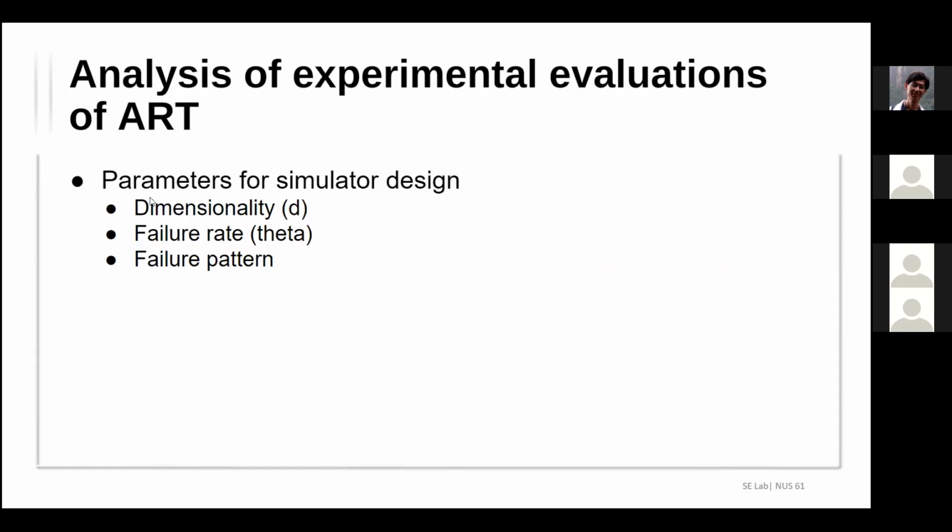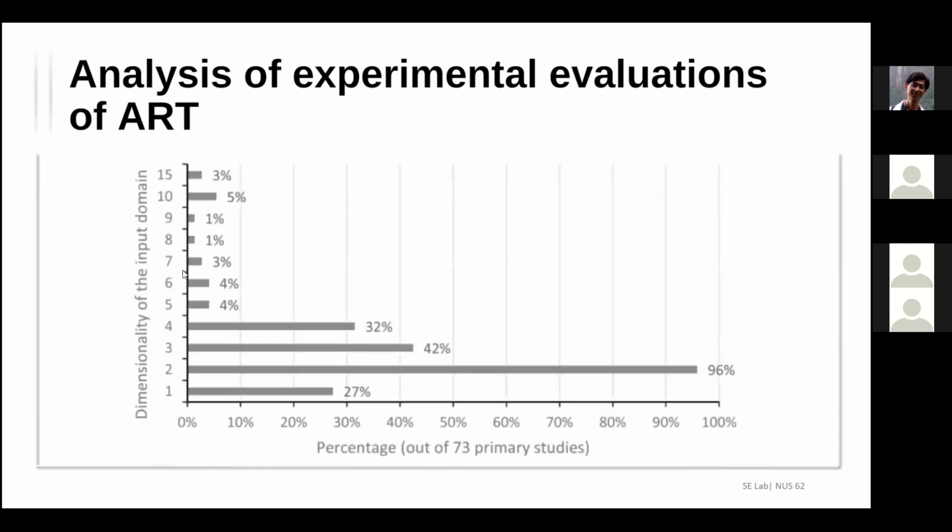So we look at three parameters for simulator design: the number of dimensions, the failure rate, and the failure pattern. These are the values taken from the study. This is a review of all the 73 primary studies, and what kinds of parameters they use for the simulations. Okay, let's keep going.